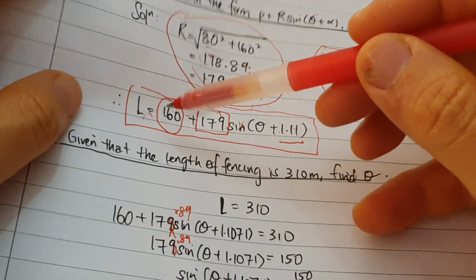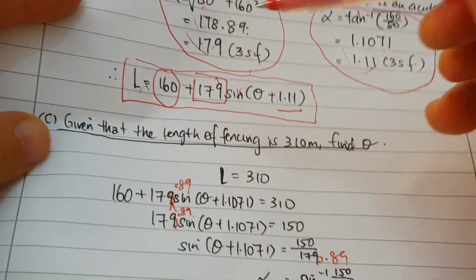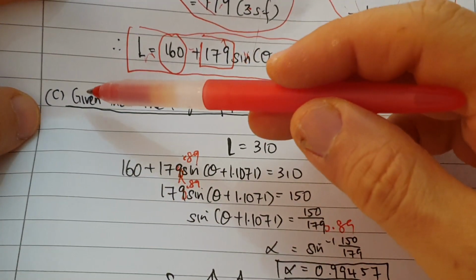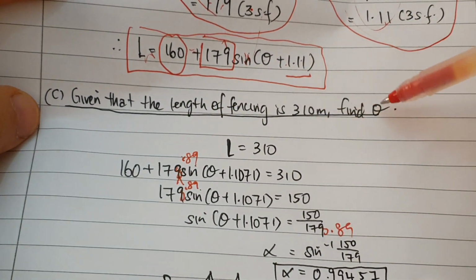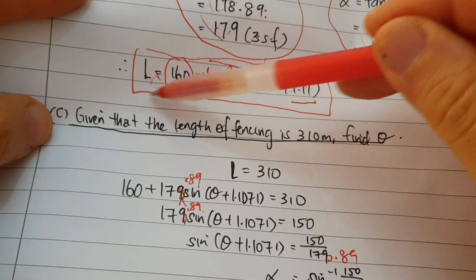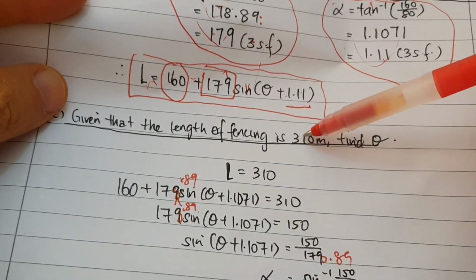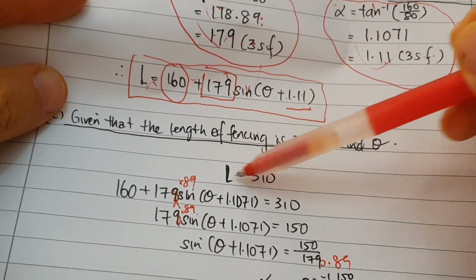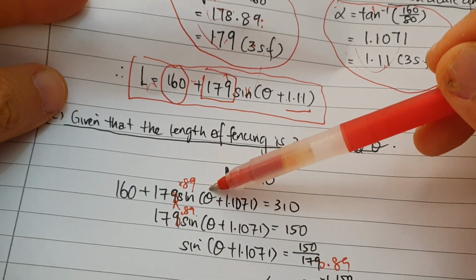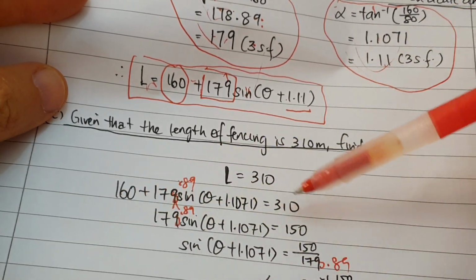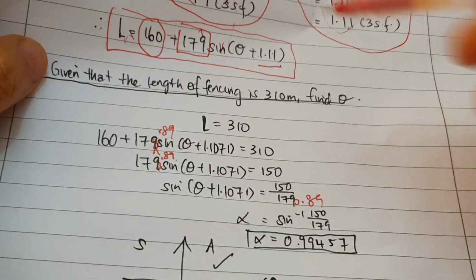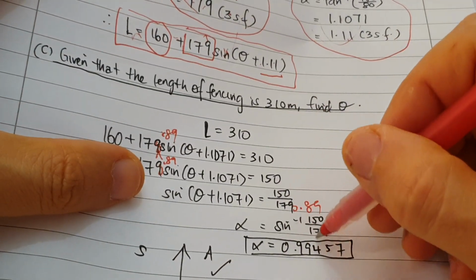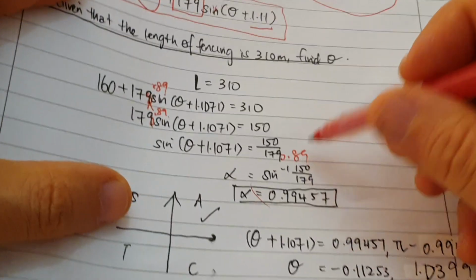Okay, now next part, this is a possible type of question in the O level. They say given the length is this, find theta. So this is your length L, right? That means L is 310. So you substitute inside. The only unknown you have is theta. So you minus 160 both sides, divide both sides by this. Then you use add math. Okay, and it must be radian mode, radian mode.